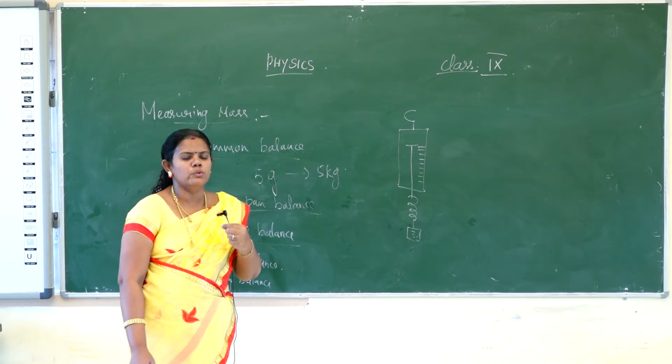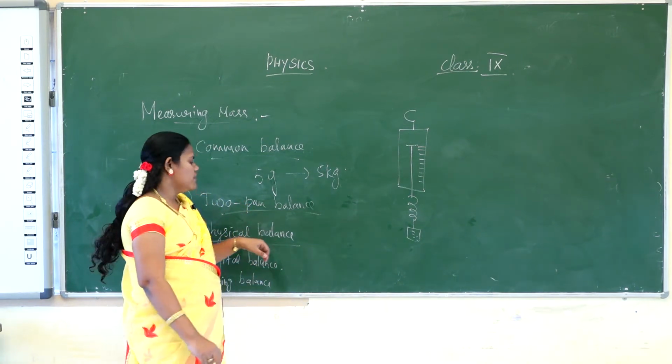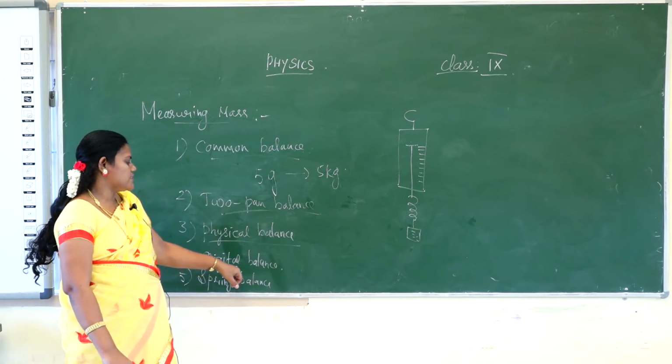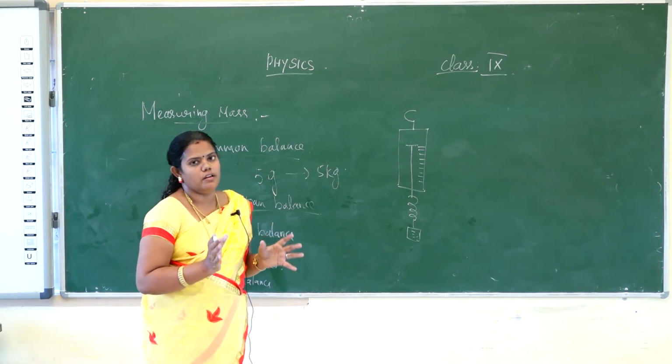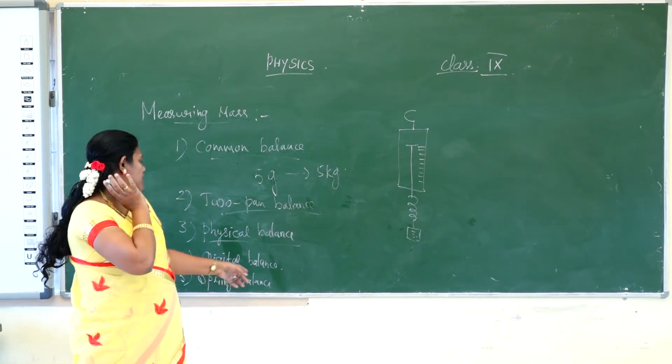And the third one is the physical balance. Physical balance is for minute things. Minute things means small weights, which can be easily measured by using a physical balance. And digital balance gives the value digitally and accurately. So all the jewelry shops use the digital balance.